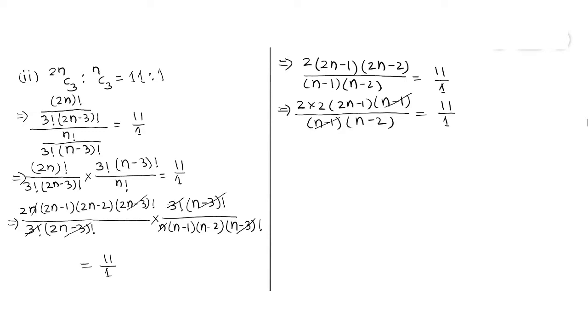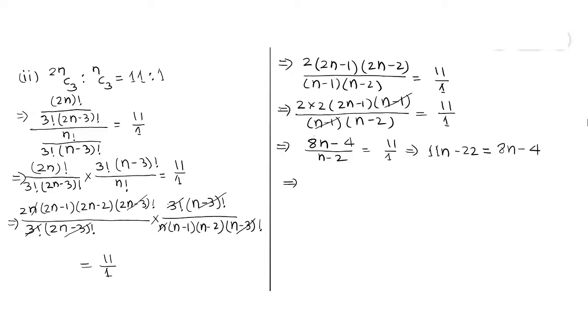Now we cross multiply. This is equal to 4 into 2n minus 1. So if we multiply 4 to 2n minus 1, we get 8n minus 4 upon n minus 2 equal to 11 upon 1. This gives us, by cross multiplication, we get 11n minus 22 equal to 8n minus 4.